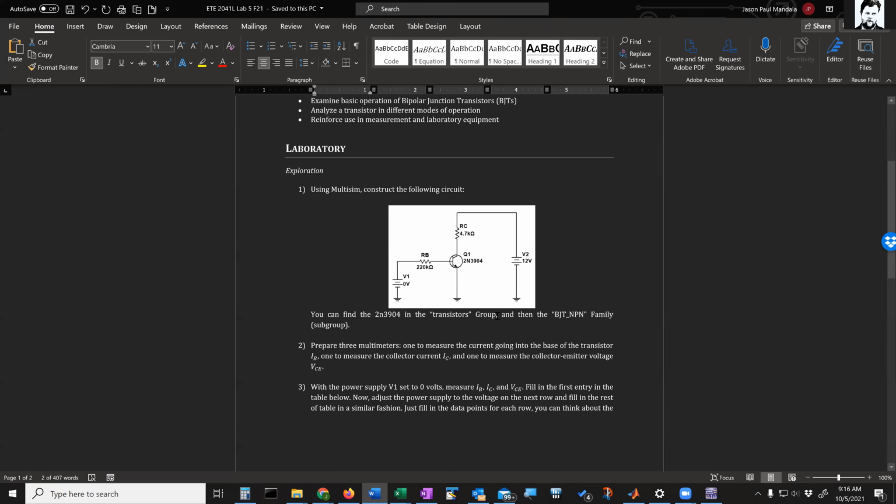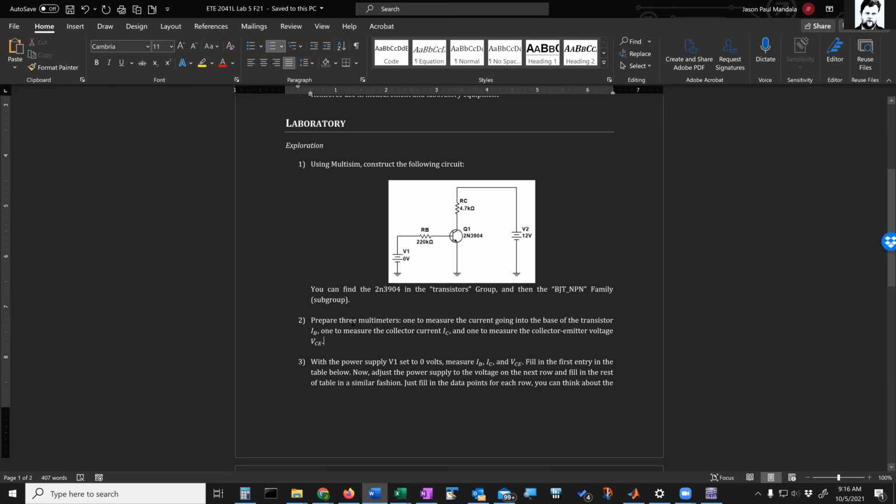Because just think about it in a simple KVL loop, right? You have 12 volts applied, and there's 2 places that 12 volts can be distributed. So there's the transistor voltage drop here, and then there's also the resistor voltage drop. So that 12 volt supply has to be dropped either entirely on the resistor or entirely on the transistor or some combination of the two. So we're going to see that kind of behavior as we increase the supply voltage.